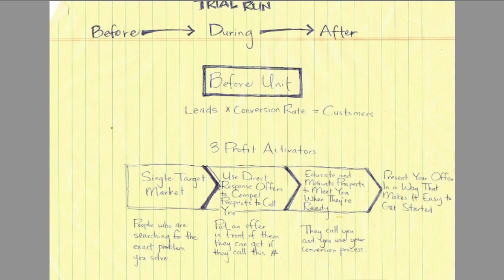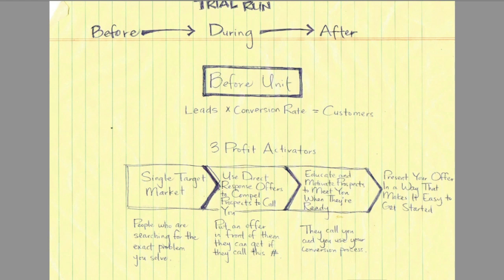I just wanted to spend a couple minutes explaining how we see the lead gen process working, so you know what to expect during your trial run and in your future with our leads. We see business happening in three distinct units: the before unit, the during unit, and the after unit. The before unit is what you do to get customers. The during unit is how you treat your customers while they're working with you, and the after unit is how you get them to give you referrals or do repeat business with you. But we live and breathe and work in the before unit.